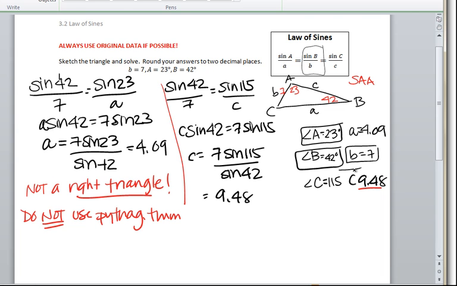Okay, and so that's how you solve triangles using the law of sines. You need a ratio like this. You need to have a matching pair between the angle and its corresponding side. Okay, make sure that you use that original data and the law of sines to solve the rest of your triangle. Okay, you cannot use the Pythagorean theorem anymore. In my next video, I will solve a triangle that involves the ambiguous case.